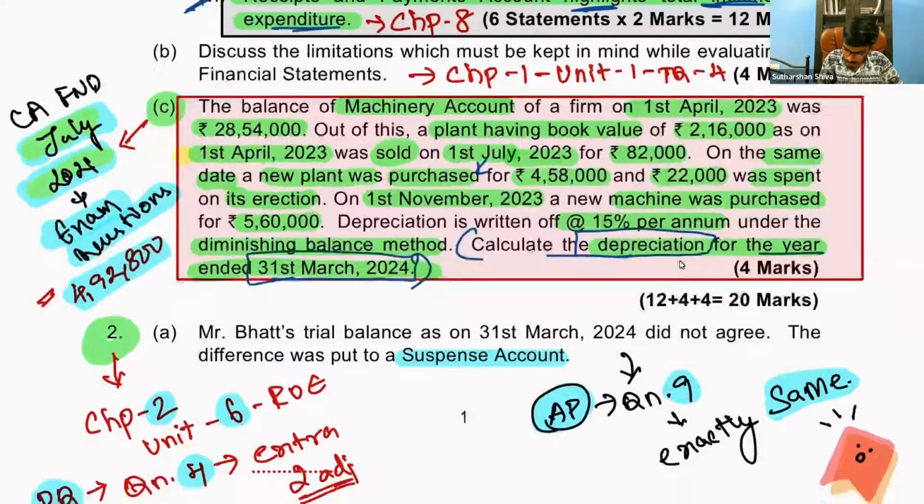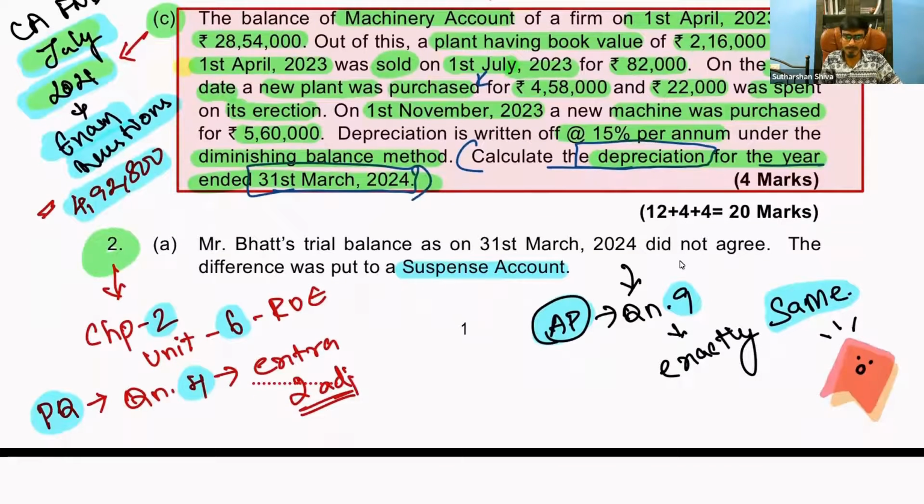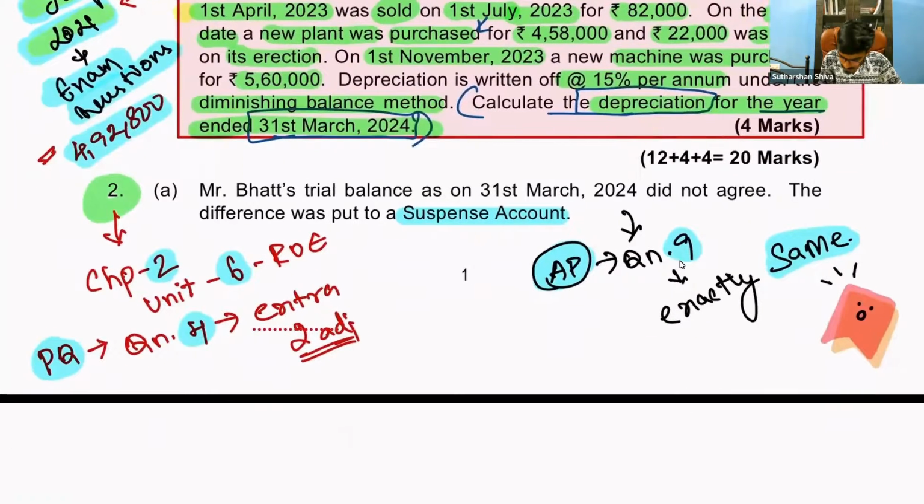So we will move on to question number 2A, with some 6 points in the material and the remaining points not there. So we'll try to do that problem. What they have given, Mr. Butt's trial balance as on 31st March 2024, did not agree, fine. The difference was put to a suspense account, that is also completely fine.